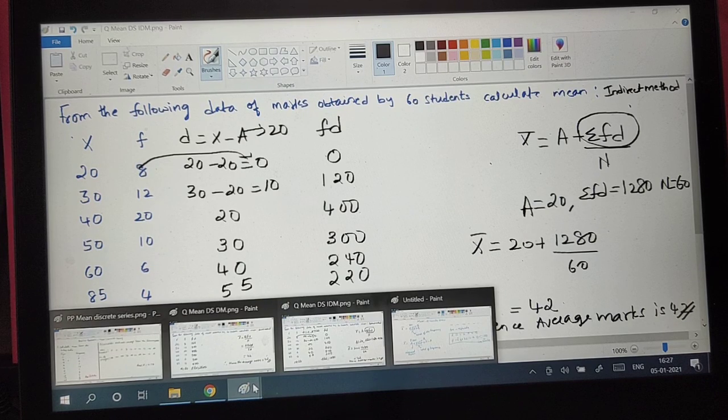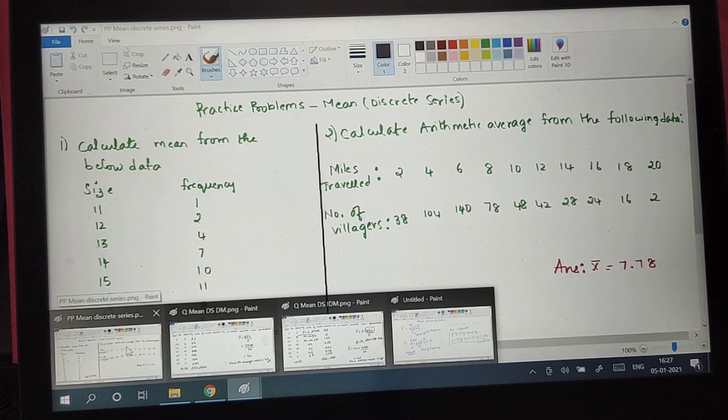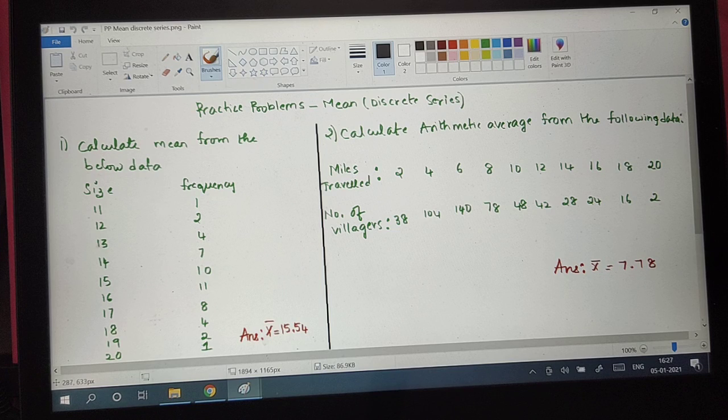You can look at the practice problems which I am displaying here right now, and you can find the answers which are in the red colored ink, and you can solve the questions on your own.